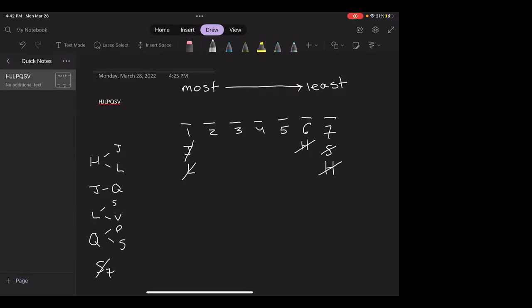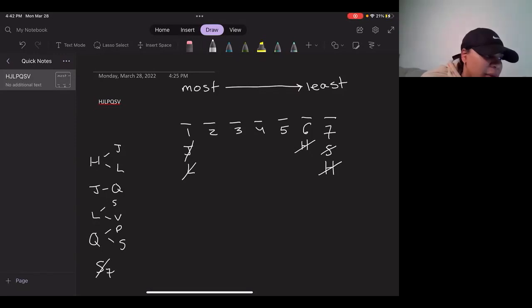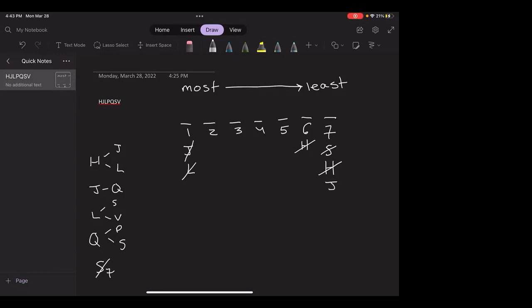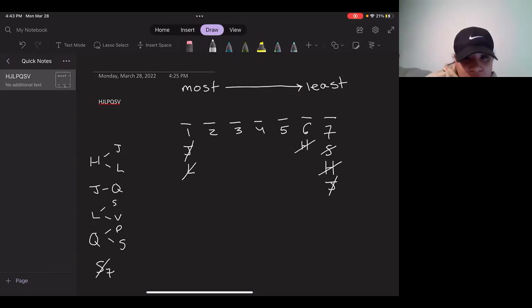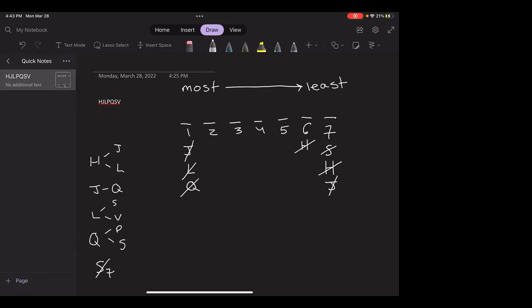J before Q. Well, J is more popular than Q, so it can't be last, like we just said. Yes. And then how about Q? Where can't Q go? Q can't be first. Perfect. All right, that's all we know so far. So let's move on to the next rule.